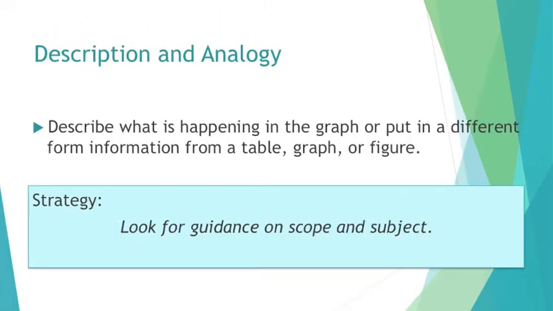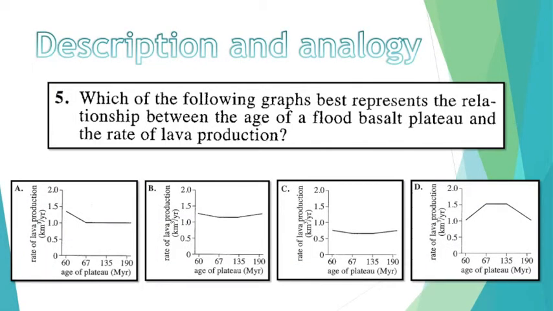The next question type is the description and analogy question. This asks students to describe what's happening in the graph or put in a different form information from a table, graph, or figure. For these questions, students should look to the answers for guidance on scope and subject. Number 5 is a good example of this concept.